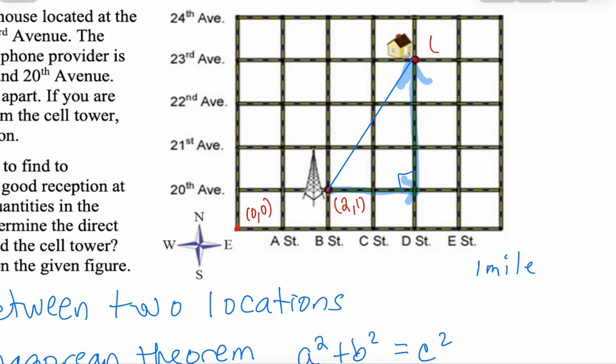The house would be at point (4, 4). Now, because these are mile grids, if you were using the Pythagorean theorem, that has a length of 2, that has a length of 3, so 2 squared plus 3 squared, take the square root, okay?